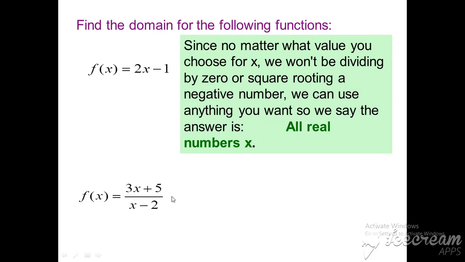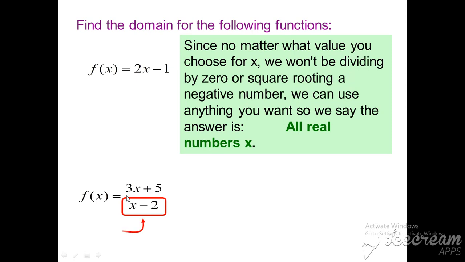Similarly, we can take another example here. f(x) is equal to (3x plus 5) divided by (x minus 2). If you see here, the denominator is x minus 2. Therefore, now you guess, can you put all real numbers here? Answer would be no.